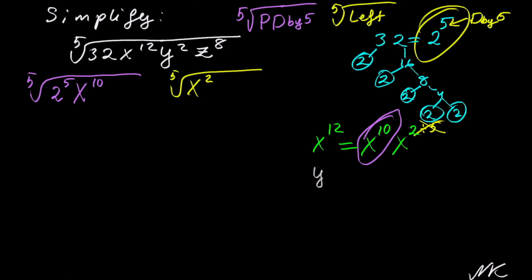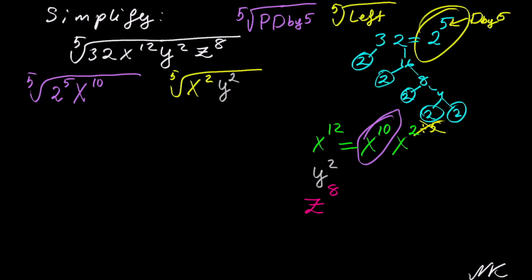Let's take a look at y to the 2nd. We cannot divide 2 by 5, and we do not have enough factors to rewrite that power as something times a multiple of 5. So y to the 2nd goes into the leftover radical as is, and the last variable we have is z to the 8th.